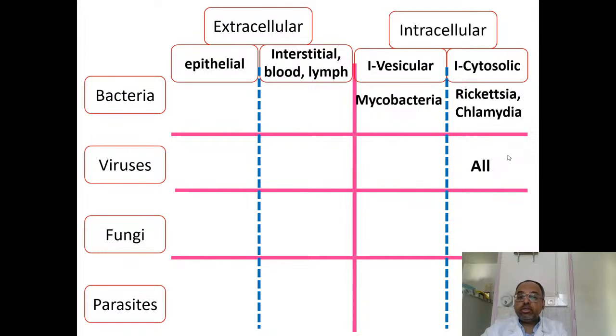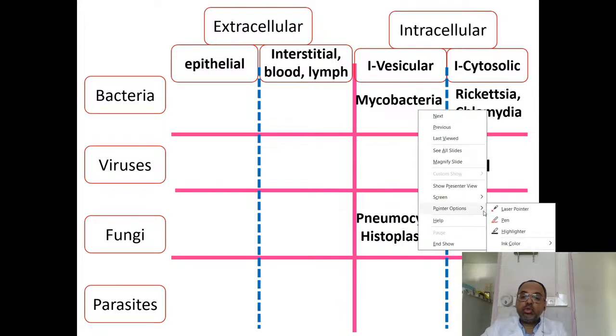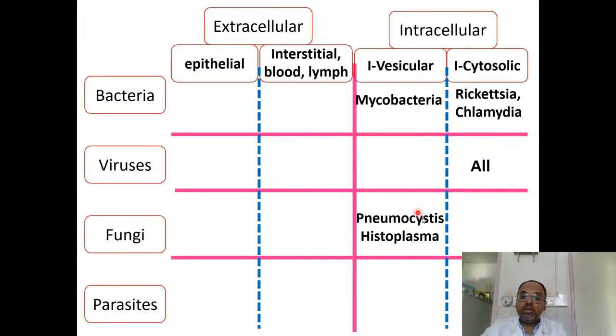Viruses are usually in the cytoplasm. For fungi, if they're inside cells, they're usually circumscribed inside vesicles. There are limited cases of fungi which might be intracytoplasmic. For parasites which are intracellular, leishmania is an example of an intravesicular pathogen. So it's inside cells, but inside phagosomes. But plasmodium, which is the causative agent for malaria, is intracytoplasmic.